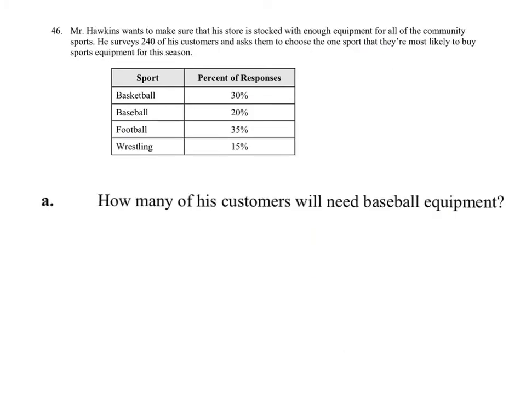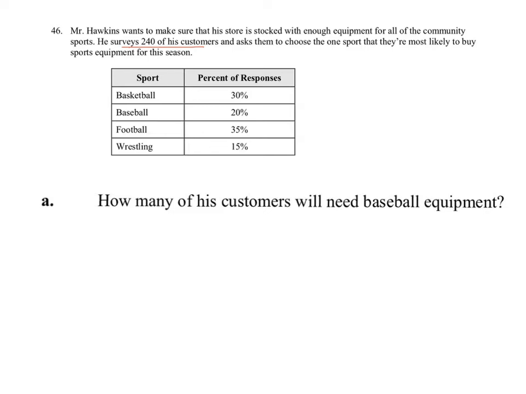Question 46 has a few different parts, so we are going to start with part A. But we need to read the first part of it and underline and highlight important things. So Mr. Hawkins wants to make sure that his store is stocked with enough equipment for all the community sports. He surveys 240 of his customers and asks them to choose the one sport they're most likely to buy equipment for. So I would underline that 240 because that's how many total customers there are.